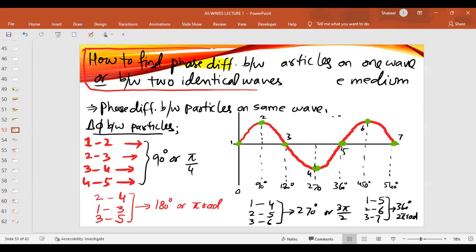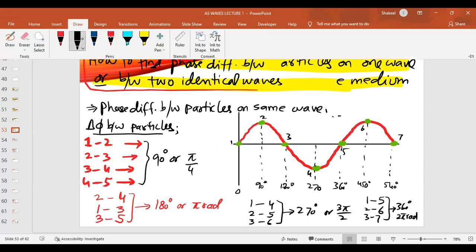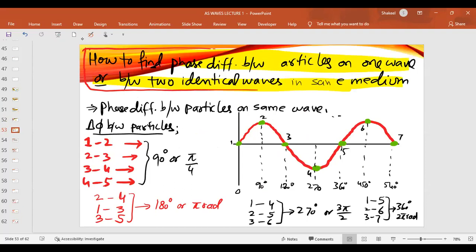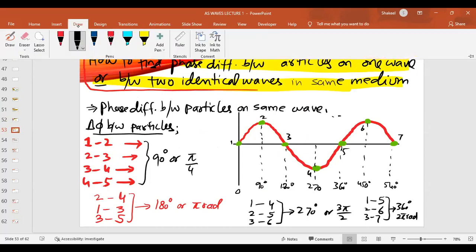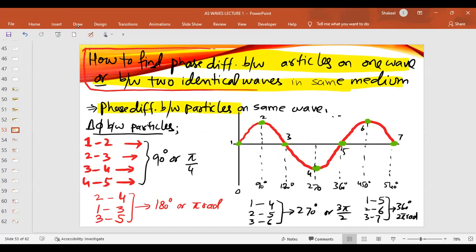How is this important? How to find phase difference between particles on a wave or between two different waves in the same medium. Okay, so first we have to see the phase difference between particles on the same wave.